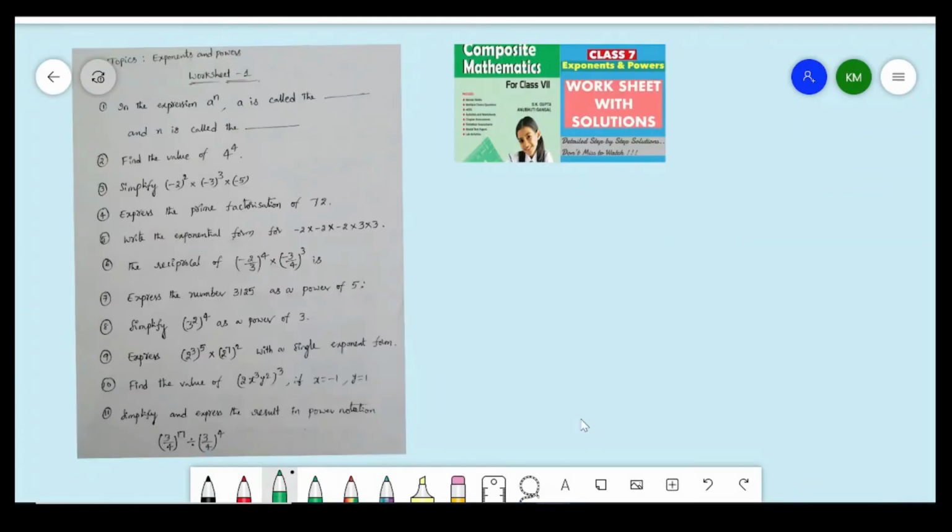Let us move on to the next problem, number 7. They are asking us to write the given number 3125 as a power of 5. So the given number is 3125. I have to write this given number as a power of 5. So I am performing prime factorization.